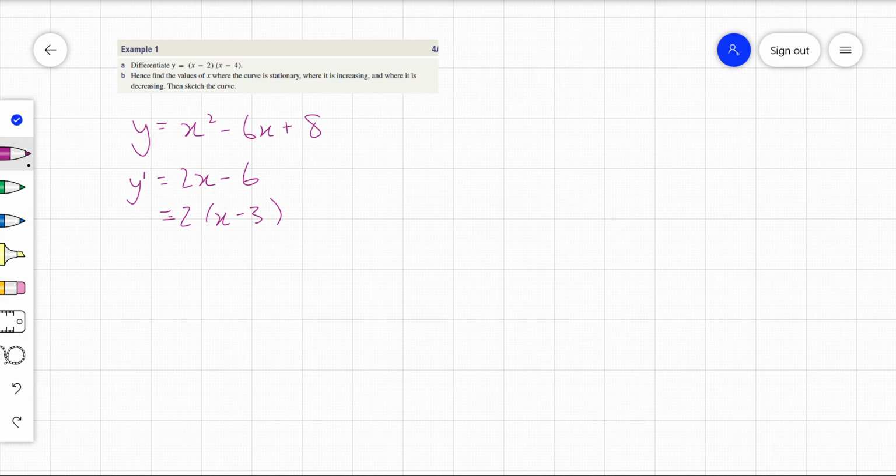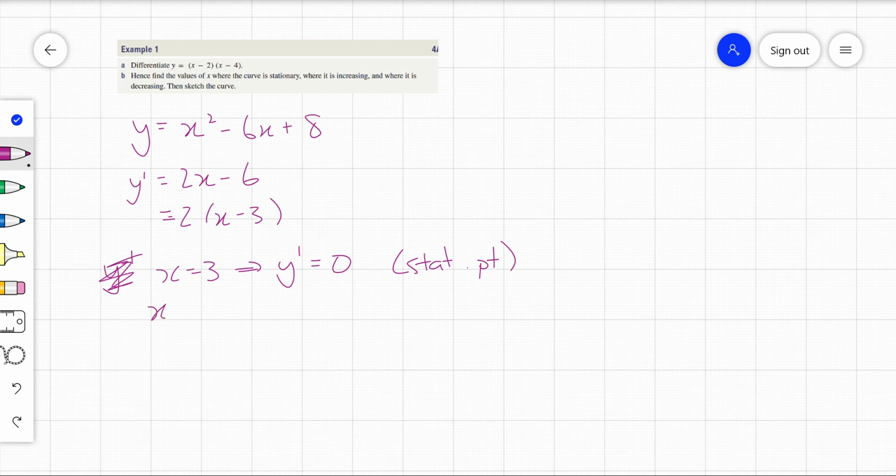So if we're looking at this, you can see quite easily that if x equals 3, what happens? That gives us y dash equals 0, a 0 gradient. So we know that's a stationary point.